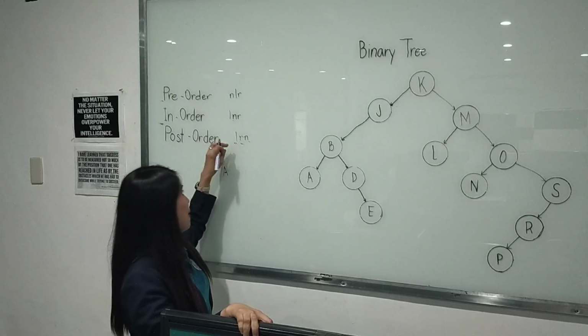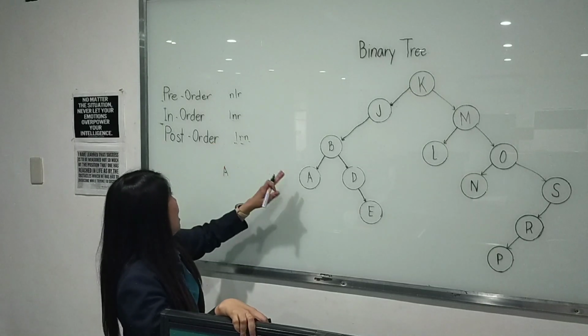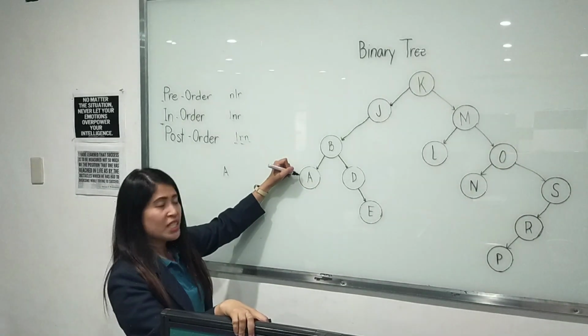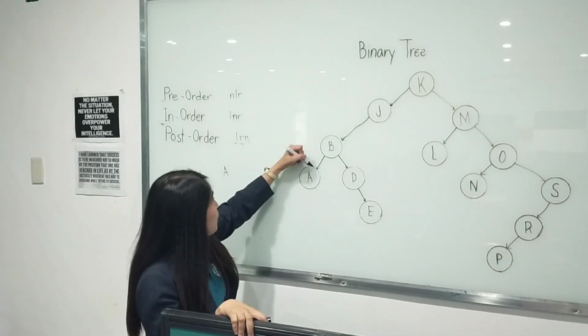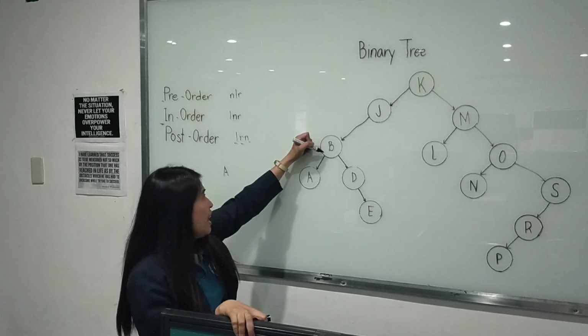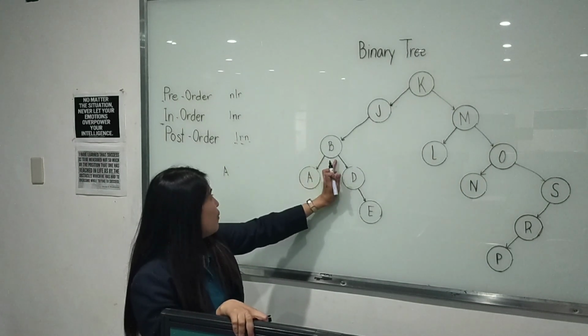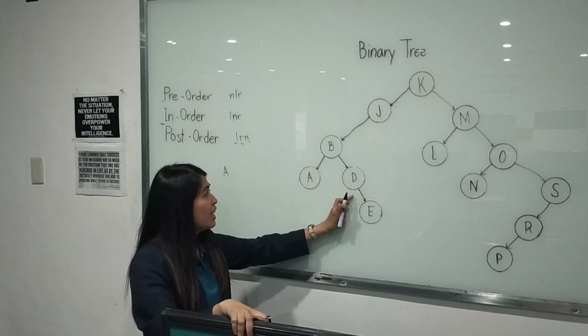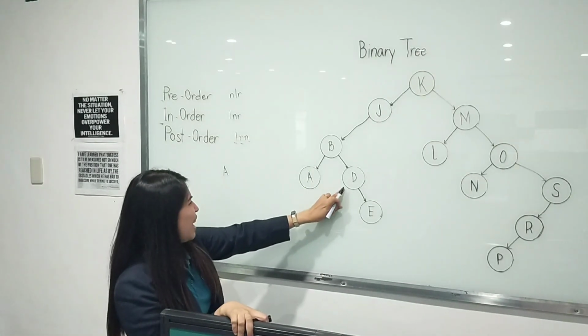We see now the policy of post order. So left, right, and then we go to the nodes. And after that, we will go back to the B, and then we will visit the right subtree of the B. Then now we will go down to the D, and then we will visit again the right subtree.